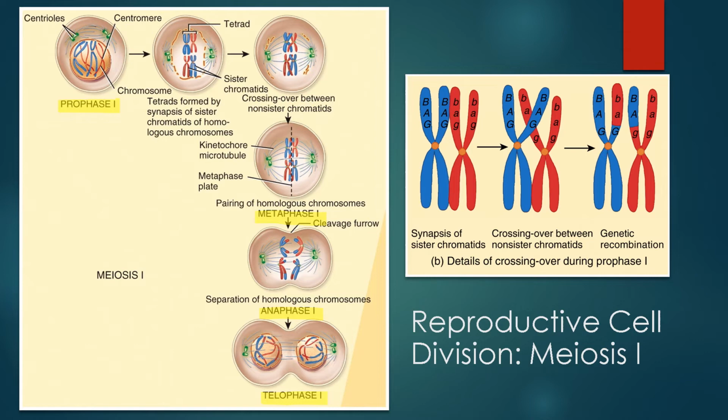Now, there's a process called crossing over that occurs during prophase 1, and this allows an exchange of genes between chromatids of homologous chromosomes. So you can see right here that we get this crossing over, and then we get two completely different chromosomes. The resulting cells from this crossing over are completely genetically unlike each other and completely genetically unlike the starting cell that produced them.